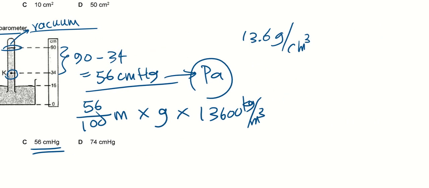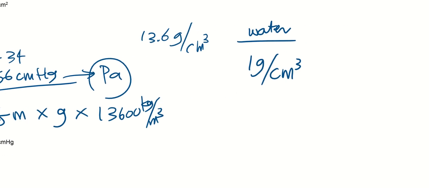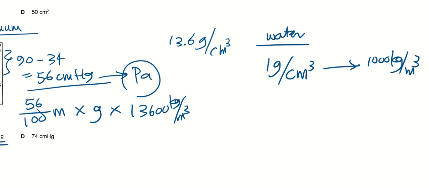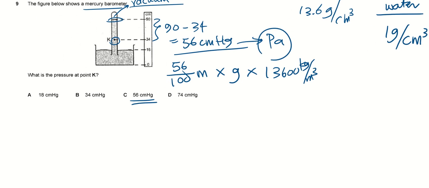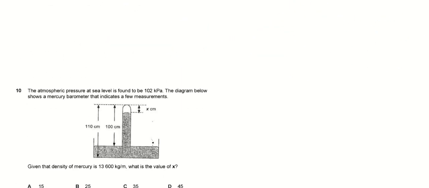So how about water? What's the density? 1000 kg. Water is 1 gram per cm cube. That means in SI unit it is 1000 kg per meter cube. Okay? So you must be able to convert the liquid pressure in terms of the height and the density to Pascal. So always take note, you need to convert it to SI unit.